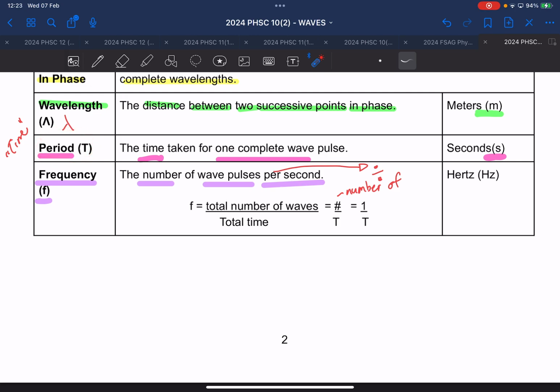Or if you look on your data sheet that I've handed out to you, I think it's page 26.